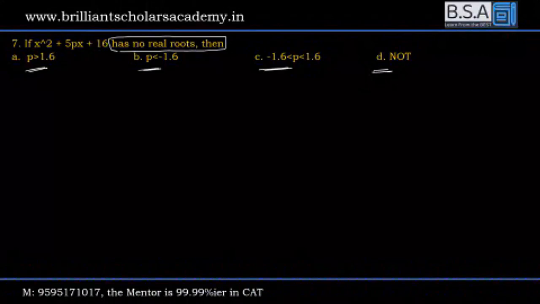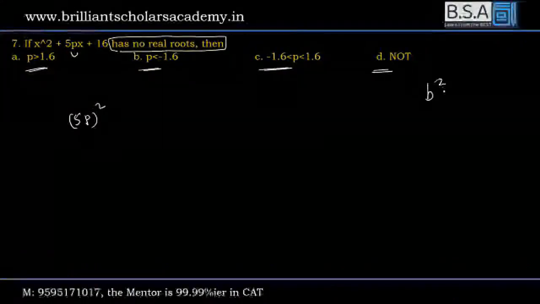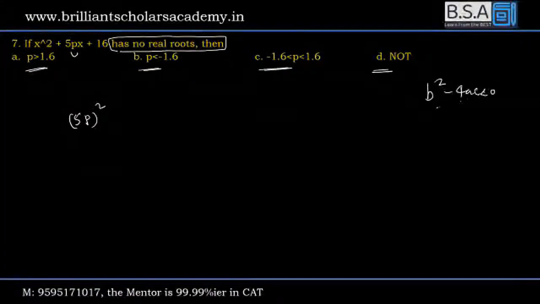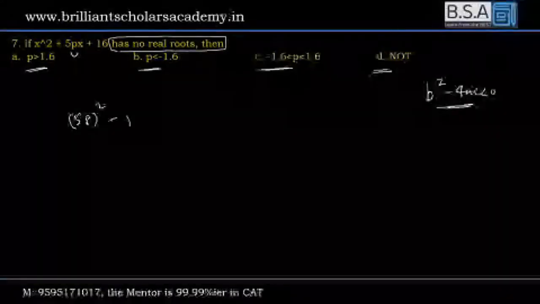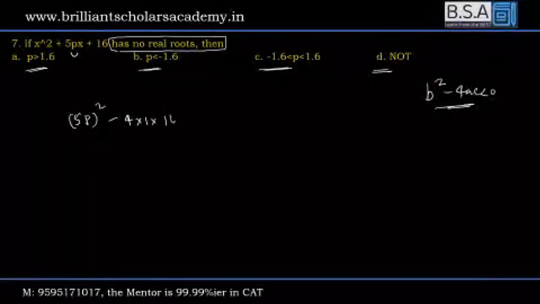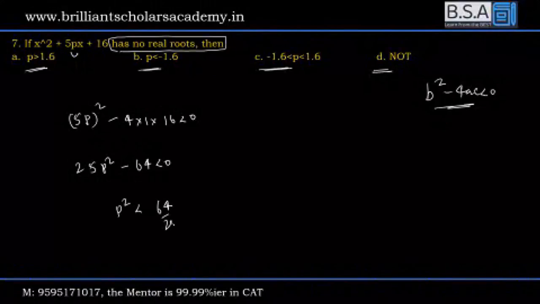So in this question, we are simply saying no real roots. No real roots condition kya hota hai? Beech wale term ka square, that is b square minus 4ac is below 0. So minus 4ac, this is below 0. So 25p square minus, thoda dhyan dena, minus 64 is below 0. So p square is below 64 by 25.